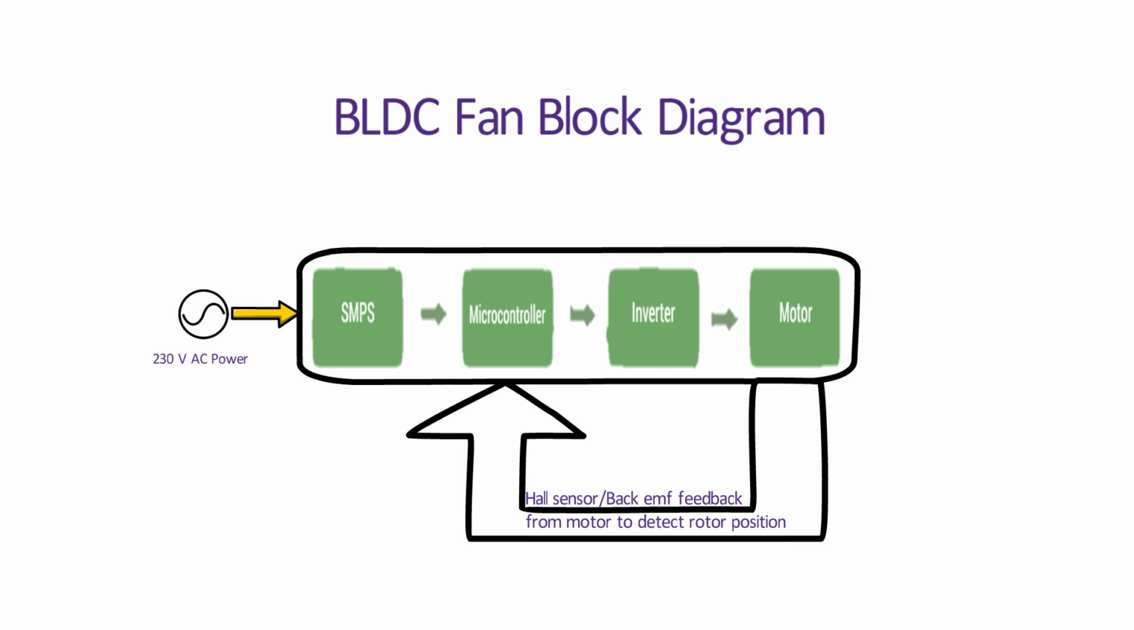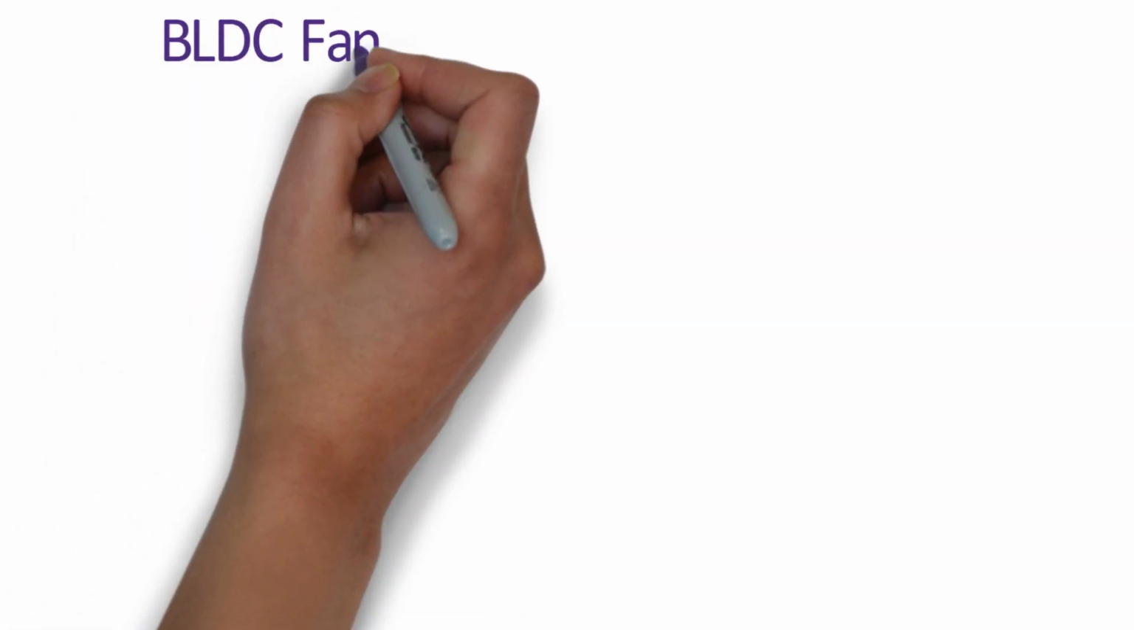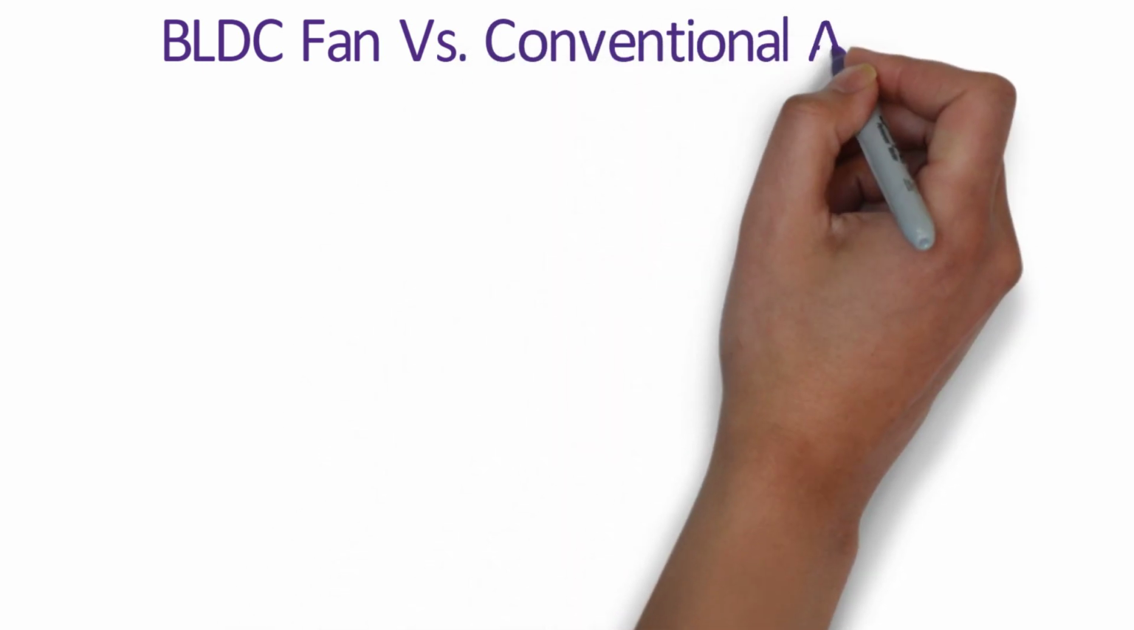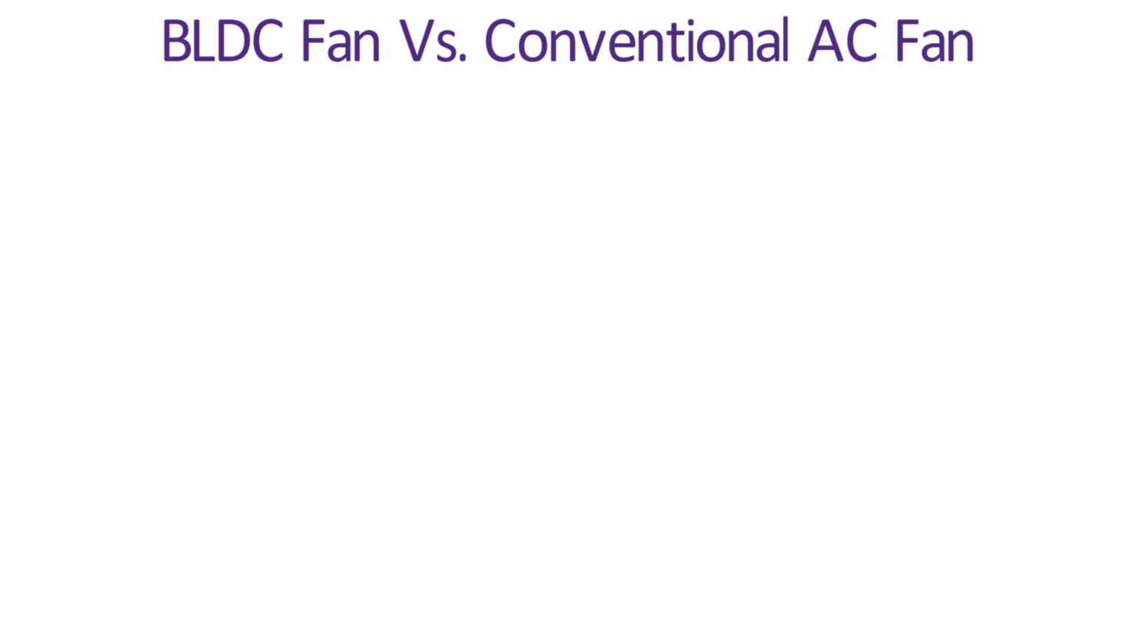Not yet finished on the block diagram. Here comes the surprise. BLDC fan electronic unit has an IR receiver. Yeah, it means you can control the fan speed using remote. Yes, most of the BLDC fan comes with remote control feature. Finally, here we come to the most important topic of comparison between BLDC fan versus conventional AC fan.